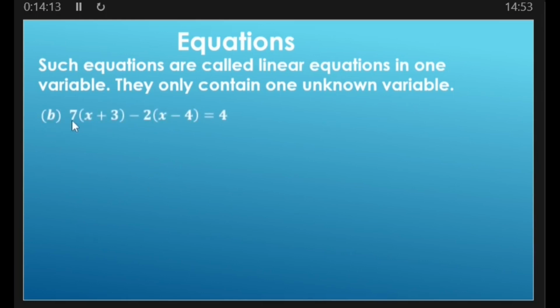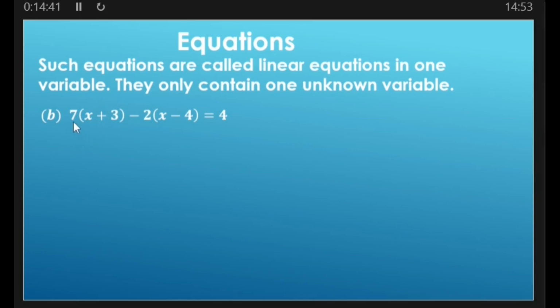So B says 7 open brackets x plus 3 close brackets minus 2 open brackets x minus 4 close brackets is equal to 4. So how can we solve this equation? In order to solve this equation, first we have to clear out the brackets by multiplying the numbers in front of the brackets with everything inside the brackets.